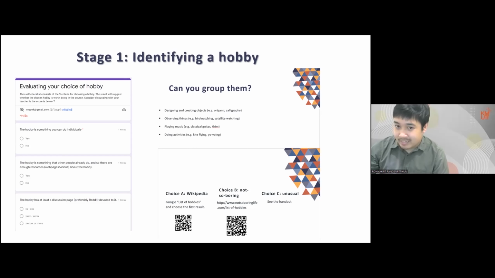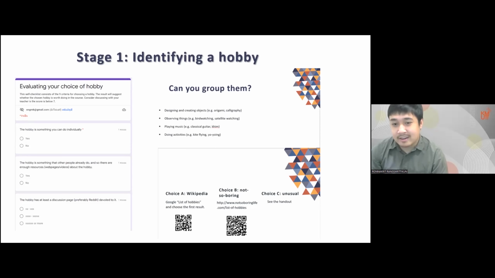So if they choose a hobby that is really, really unusual, there won't be enough resources, especially English resources, for them. So their hobby should be something that people already do, so there are resources for them to read, especially in English, and to watch, to ensure that they gain enough exposure to English. And the third one is: the hobby has at least a discussion page, preferably Reddit. Because one of the assessments is to communicate on Reddit and to interact with other hobby enthusiasts.